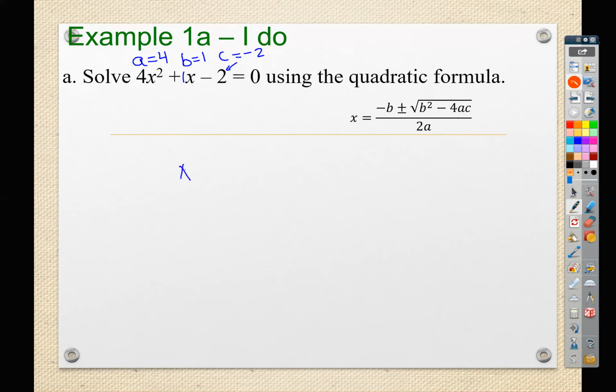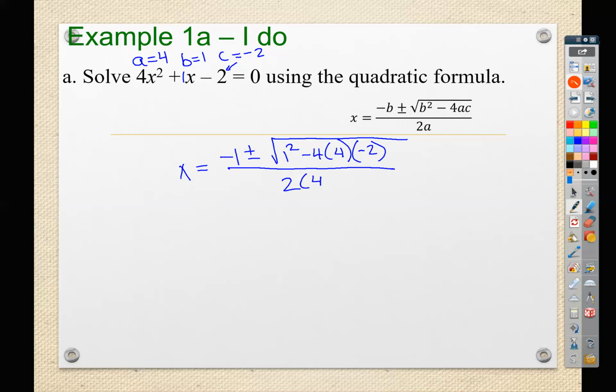Okay, so I have x equals negative b plus or minus the square root of b squared minus 4ac all over 2a. So you see, all I'm doing is I'm replacing the variables with the values from the problem. Okay, now I just simplify. So I have negative 1 plus or minus. Remember, order of operations is very important here.